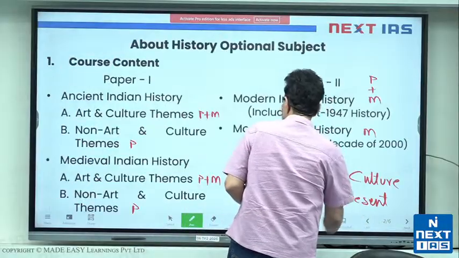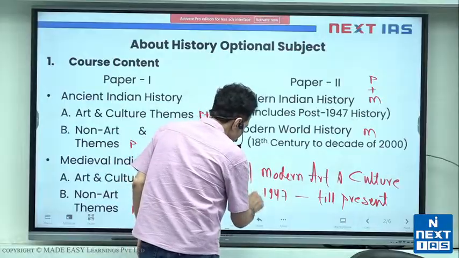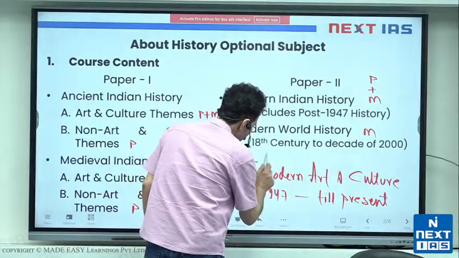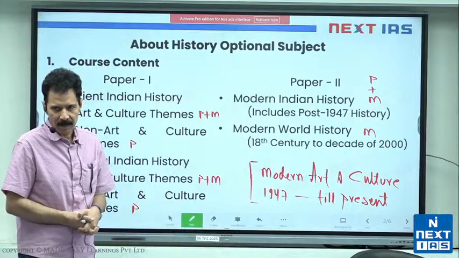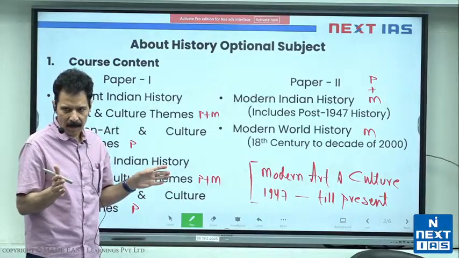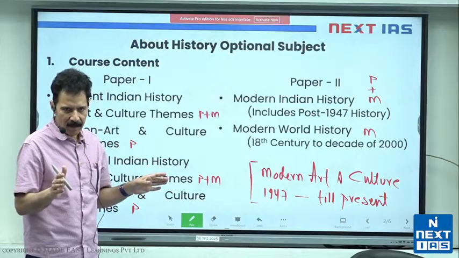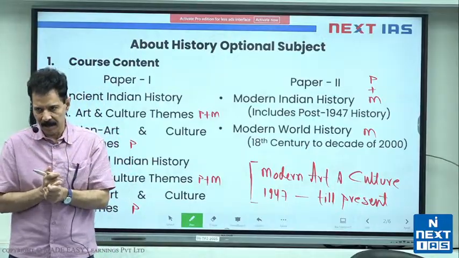Now the answer is, these are the only two things you have to do extra. This won't be covered in history optional classes. The rest is the same. For the rest, you don't have to do anything else. It's complete. Now, if you do art and culture in GS.